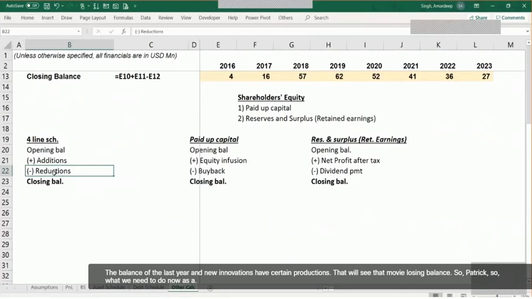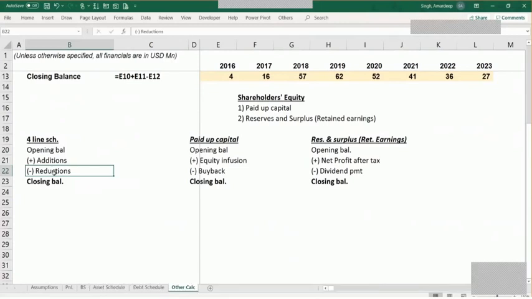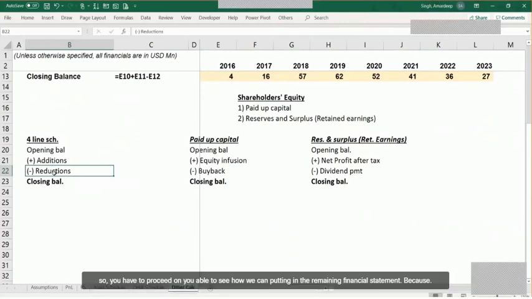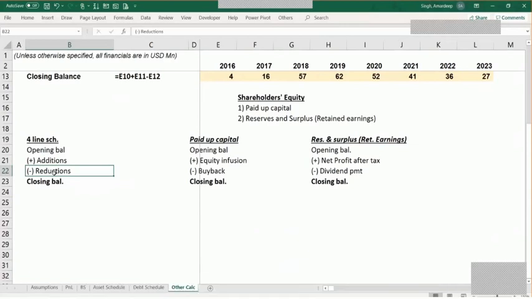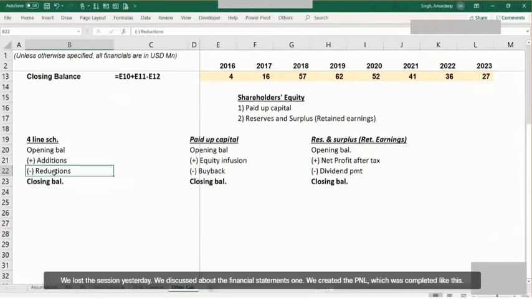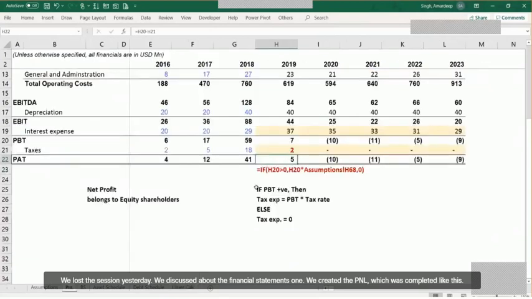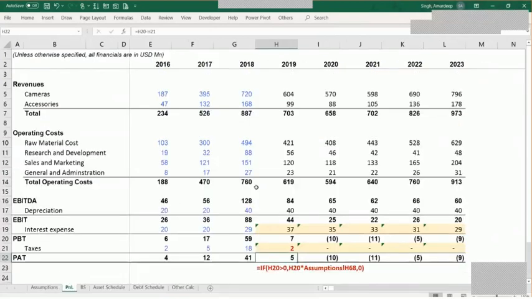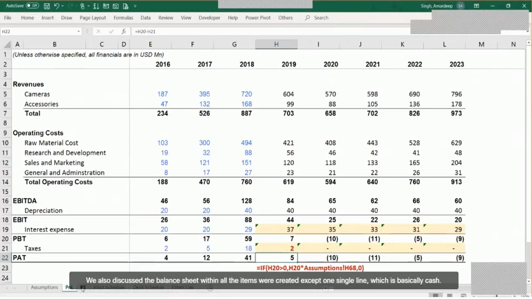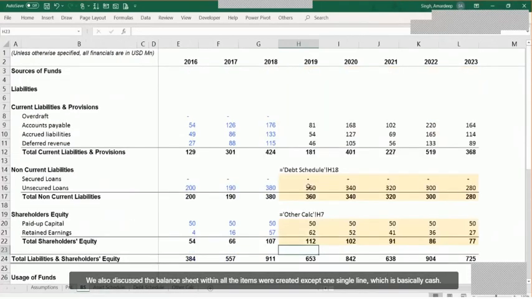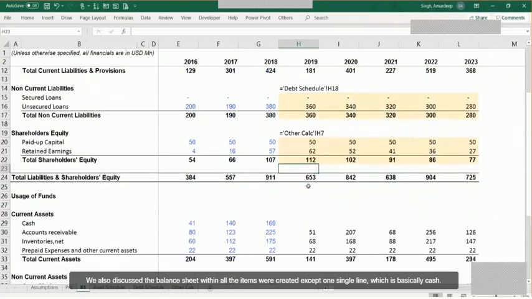So what we need to do now as a next step is proceed and see how we can create the remaining financial statement. Because if you notice, in the session yesterday, we discussed the two financial statements. One, we created the P&L, which was completed like this, and we also discussed the balance sheet, wherein all the items were created except one single line, which is basically the cash component.